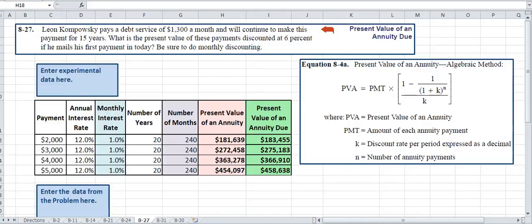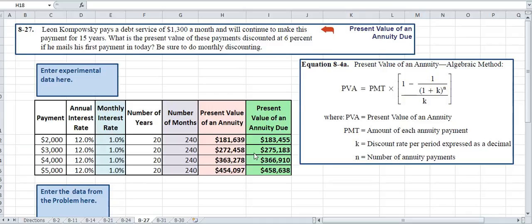In this video, we're looking at problem 827, present value of an annuity due, which works basically the same as the present value of an annuity. The reason we know it's an annuity due is because when we read the problem, Leon has a debt. He's borrowed some money and is making a payment of $1,300 a month for 15 years. His interest rate is 6%, and he's mailing his first payment in today. So he's making his first payment at the beginning of the month versus the end of the month.